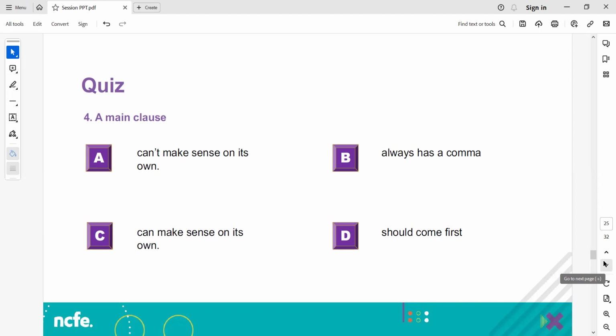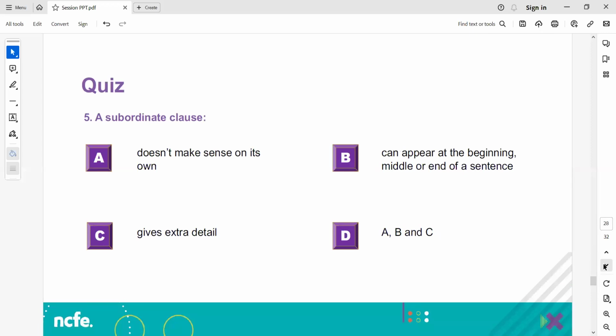But our answer is C, yes, so it can make sense on its own. They do often have a comma after the main clause, but not always. Sometimes there's more than just that comma, because if you remember, we looked at when the main clause is sometimes split. But C, yes, the main clause will always make sense on its own. It doesn't need anything else for it to make sense. And a subordinate clause doesn't make sense on its own.